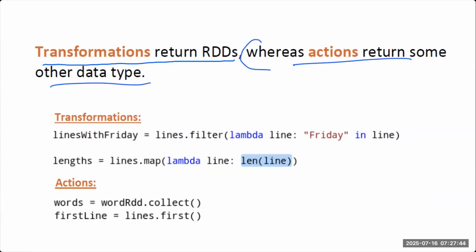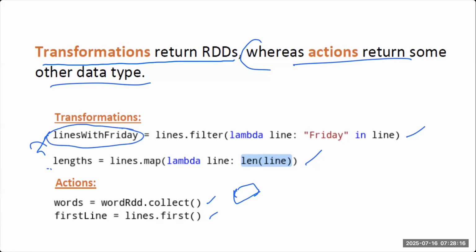Some other data type means, let's see this. Here I'm filtering, so this is a transformation. Here also I'm filtering, this is a transformation. But once I do an action like collect or first, it will return the proper data, not the RDD. With collect it will give me the result, but here it returns one RDD. After filtering it is also returning one RDD.